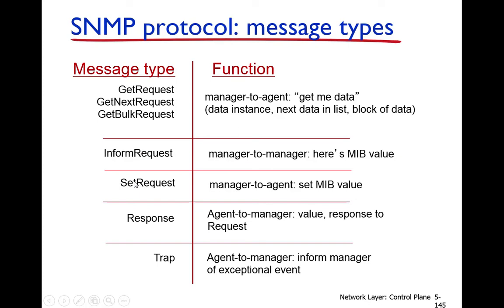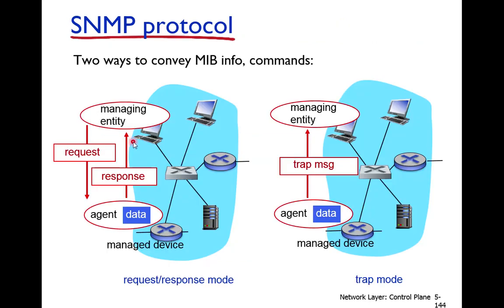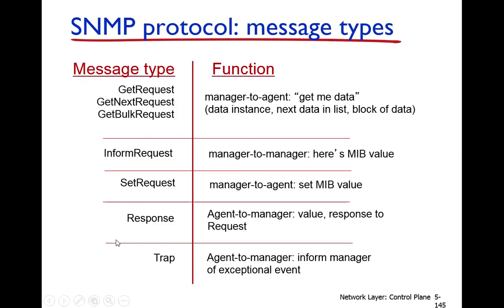And one is called the set request message. What does it mean? When the managing entity wants to set a value, to configure a value on this router, for example, this link has failed, the entity sends a message to power on again so that this link is on. This is called the set message. The set request messages are sent from the manager to the agent so that a particular configuration value is set.